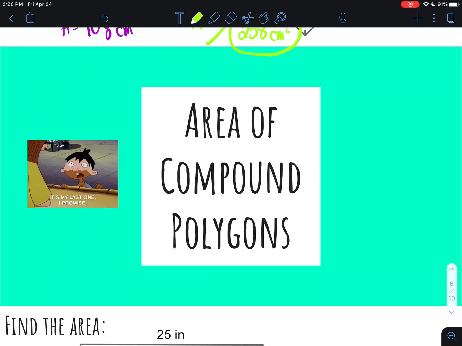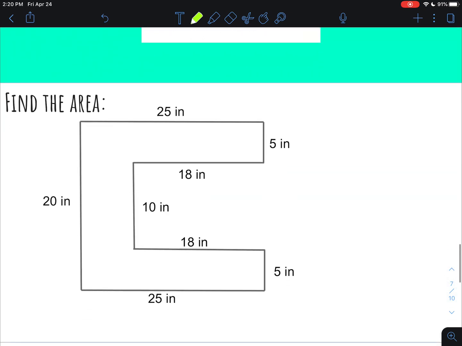Hey guys, this is your third and last video on area of compound polygons. I'm actually going to show you a little bit of a different strategy today. So you will need your notebook, pencil, calculator, formula sheet, whatever you've been using in the past. And after each example, I suggest you pause the video, copy down the shape, and then copy down the work for it as well, because you are going to be doing some of these on your own.